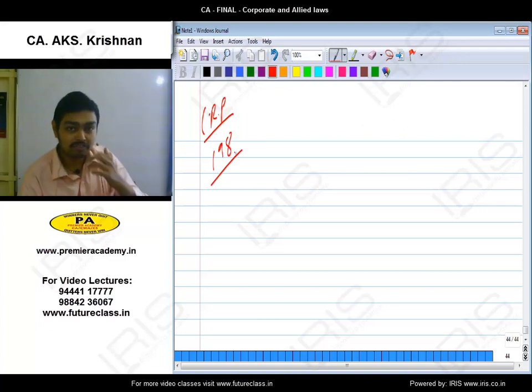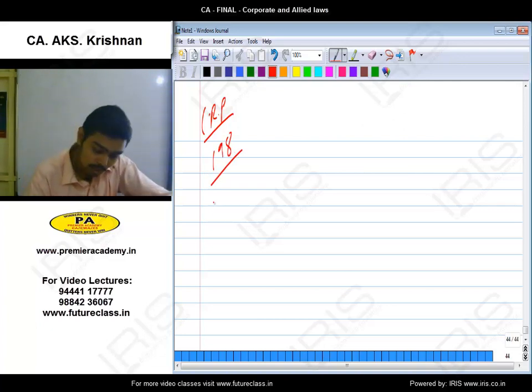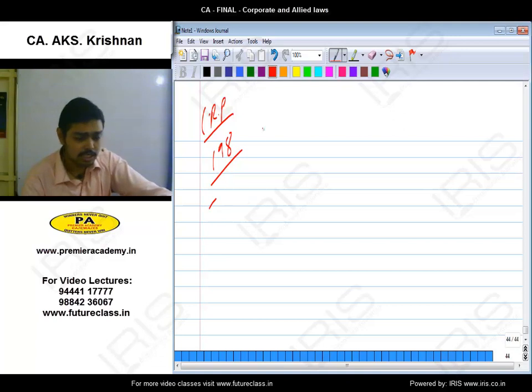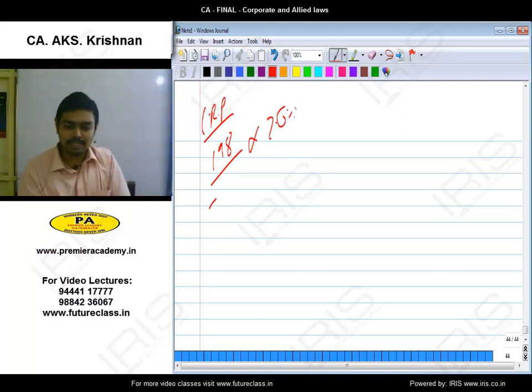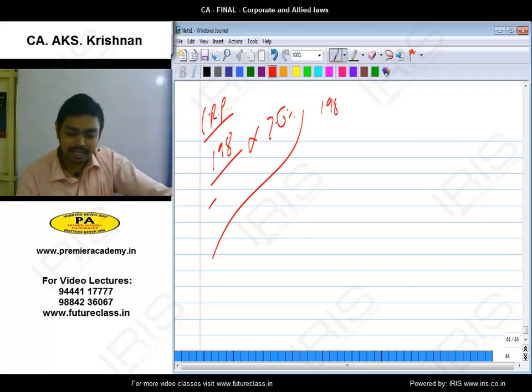Okay, section 198: profit without giving adjustment to previous years' losses. Then into 2.5%. And more disclosure is to be given, which we will be seeing; we will not see it now. Section 198 is a computation of net profit. It's nothing to do with the final syllabus.